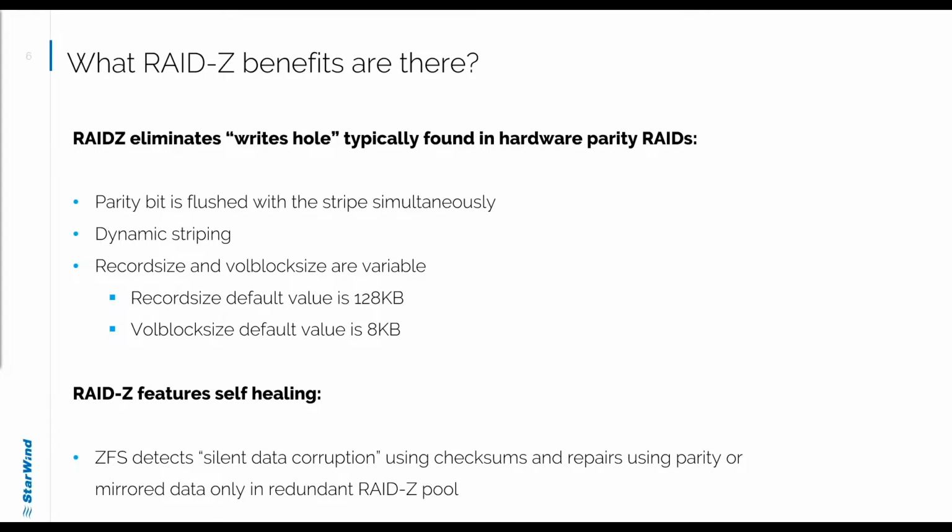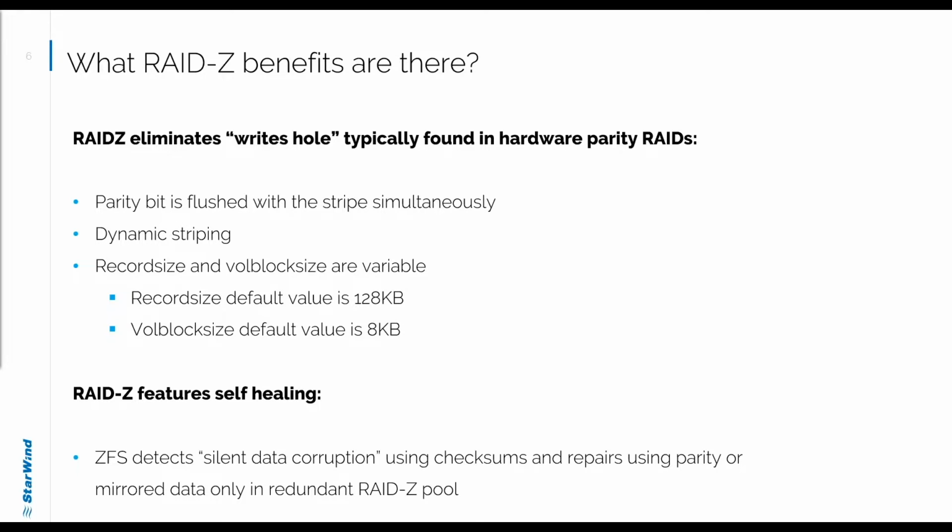Now, how does RAID-Z benefit compared to the traditional hardware RAID? Well, RAID-Z with parity is similar to hardware RAID levels 5 or 6. However, there still is a lot of difference. First, ZFS eliminates the write hole that RAID 5 and typically any hardware RAID parity levels encounter.